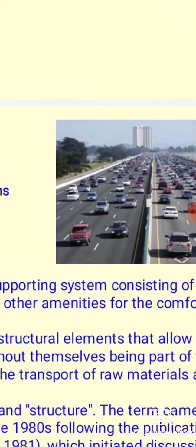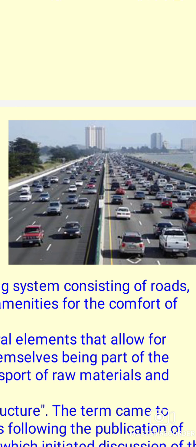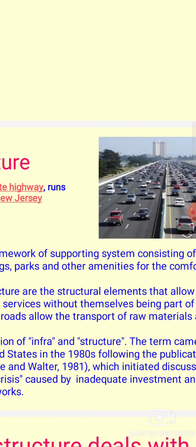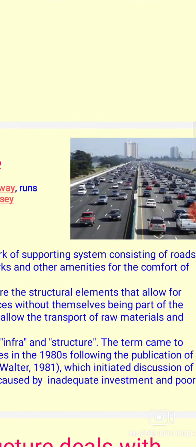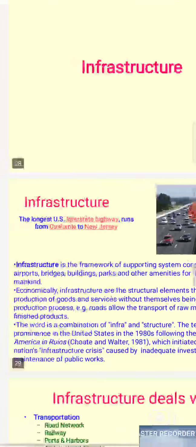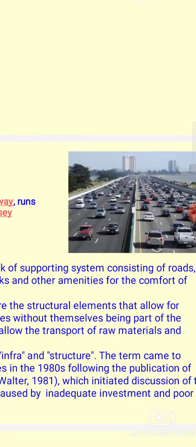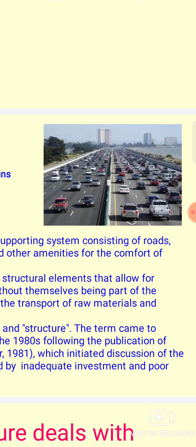So roads belong to the transportation network. In the previous slide I was showing you the transportation facilities, how they have been increasing from one state to another state. This is the longest interstate highway in the US, which has been made from California to New Jersey. So we can see how many vehicles are moving and how many roadways there are in one lane.